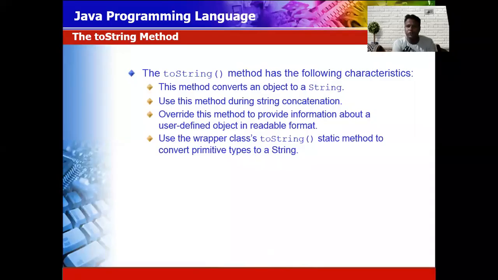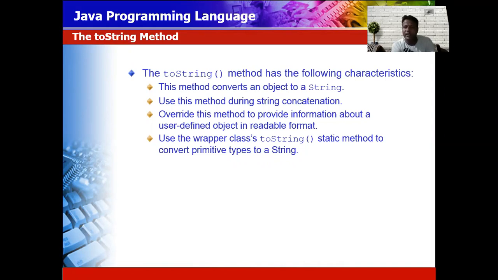Then the toString method. The toString method has the following characteristics. When you store a value in an object, the object does not have any kind of format. So if you want to print an object in a readable format, the toString method is used. This method converts an object to a string.